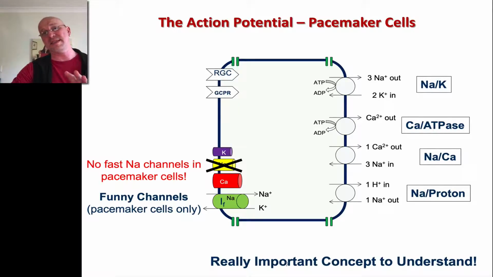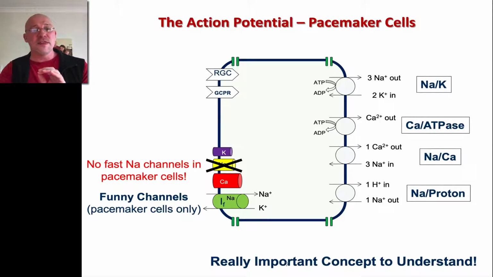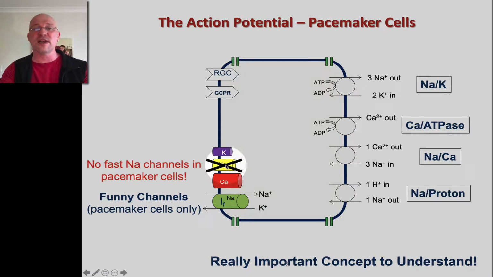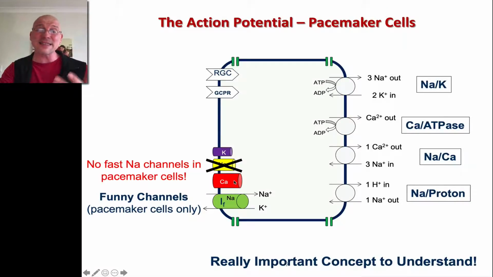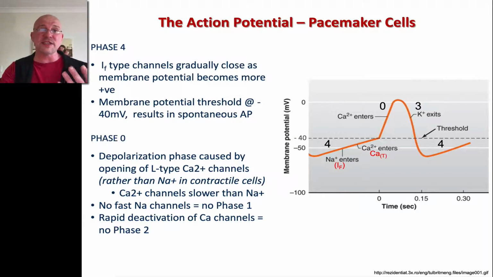So if we go back to this diagram, which I love, then what we can see that's a little bit different is that there's no fast sodium channels in the pacemaker cells. Instead, what we have are these funny channels in the pacemaker cells that allow sodium in and potassium out. And they allow more sodium in than potassium out. So we get more positive inside the cells. That opens up the calcium transitory channels and then the long-lasting calcium channels. And that's how we get depolarization of the pacemaker cells.